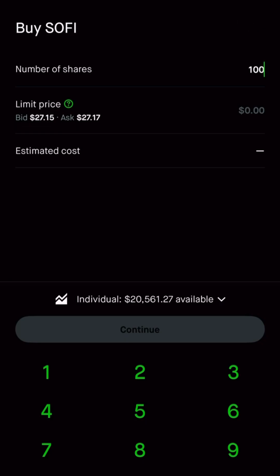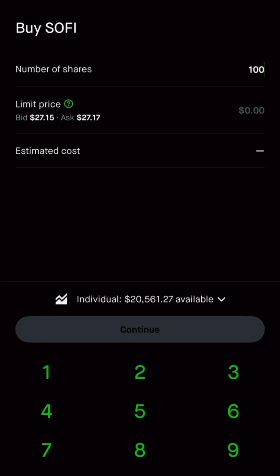We can see with the limit order, it now has a bid price and an ask price. The bid price is what someone is currently willing to buy the stock for, which here is $27.15. The ask price is what someone is willing to sell the stock for, which is $27.17. Remember, for every stock, there is a buyer and a seller. So that's what the bid ask is. The bid is what someone is willing to buy the stock for, and the ask is what someone is willing to sell the stock for.